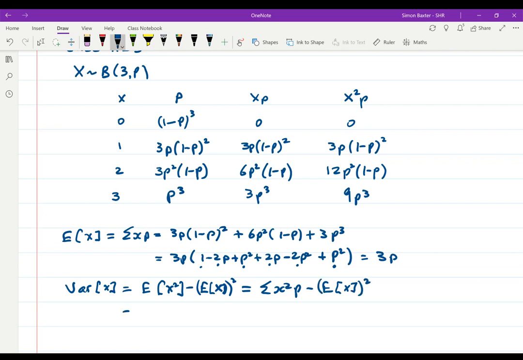Sigma x squared P is just this column. So let's take that column and add it up: 3p(1 minus p) squared plus 12p squared(1 minus p) plus 9p cubed. And now we have to subtract the expected value of X squared. The expected value of X is 3p, so we are subtracting 9p squared.